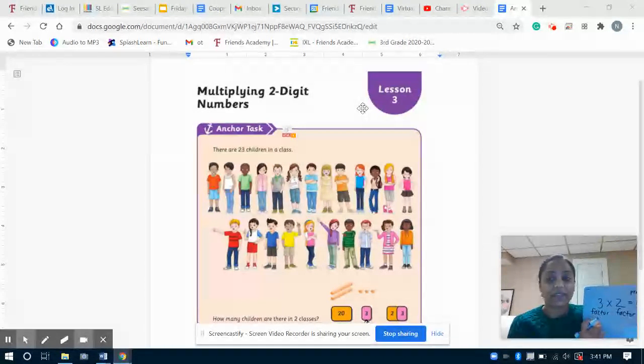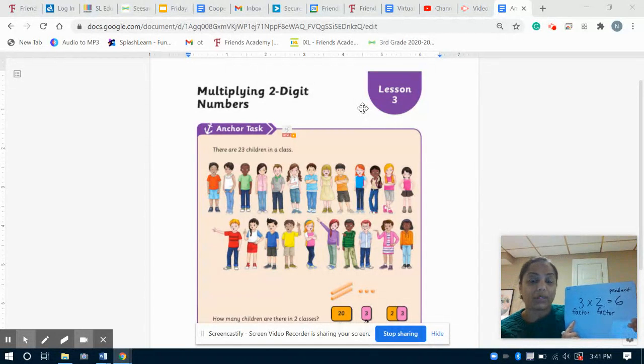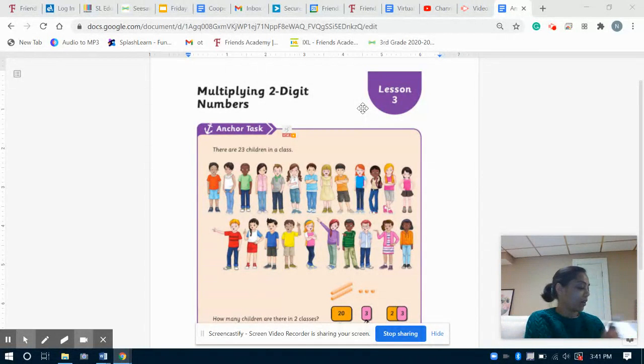So don't forget that. That language is really, really important because you might see these words in problems, and if you don't know what the meanings are, then you might be confused. So this is a factor, this is a factor. When you multiply the factors, you get the product. Okay, so let's take a look at the anchor task.